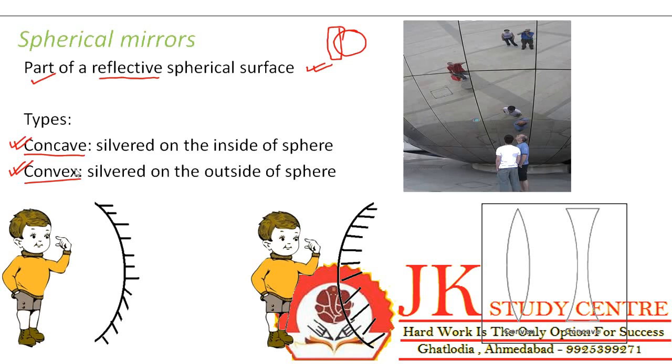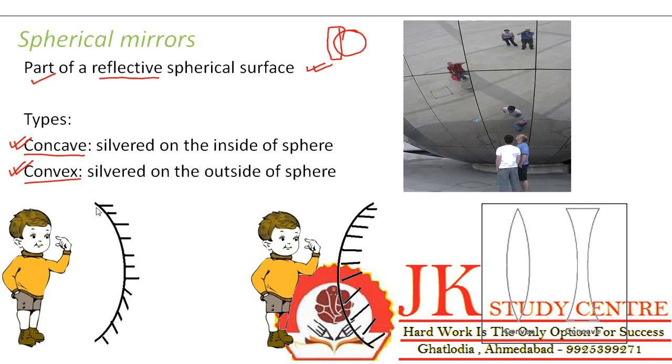So when I talk about a concave mirror, it is silvered on the inside of the sphere. That means if you see, this is my concave mirror. Wherever silvered means, which portion is called silvered? Silvered is the portion where the mirror actually is, in front of which you stand. For example, at your home, you have a mirror, right? When you place the mirror in front of you, the front part of the mirror where you can see your image, that is the silvered side of the mirror.